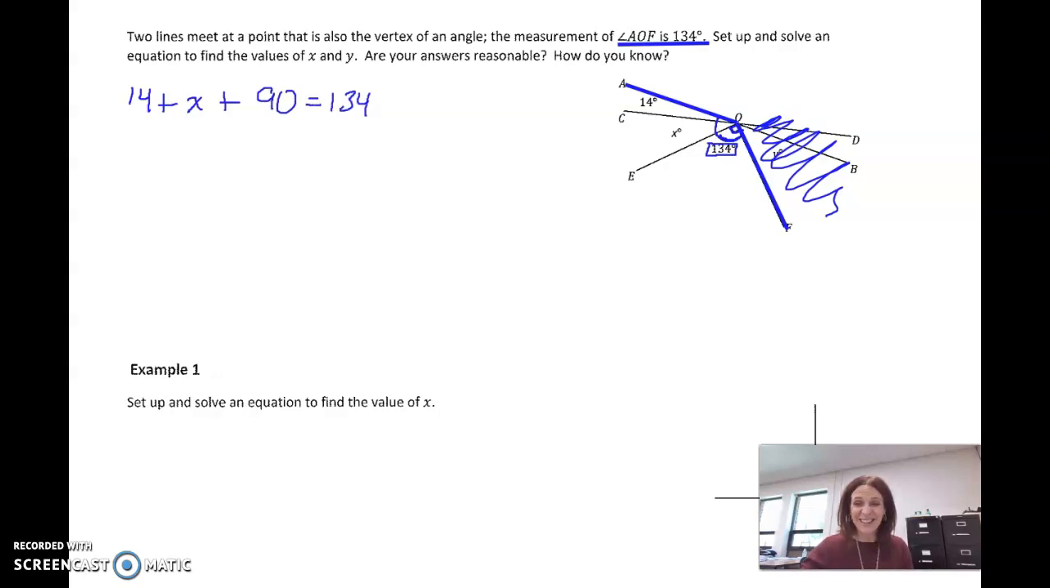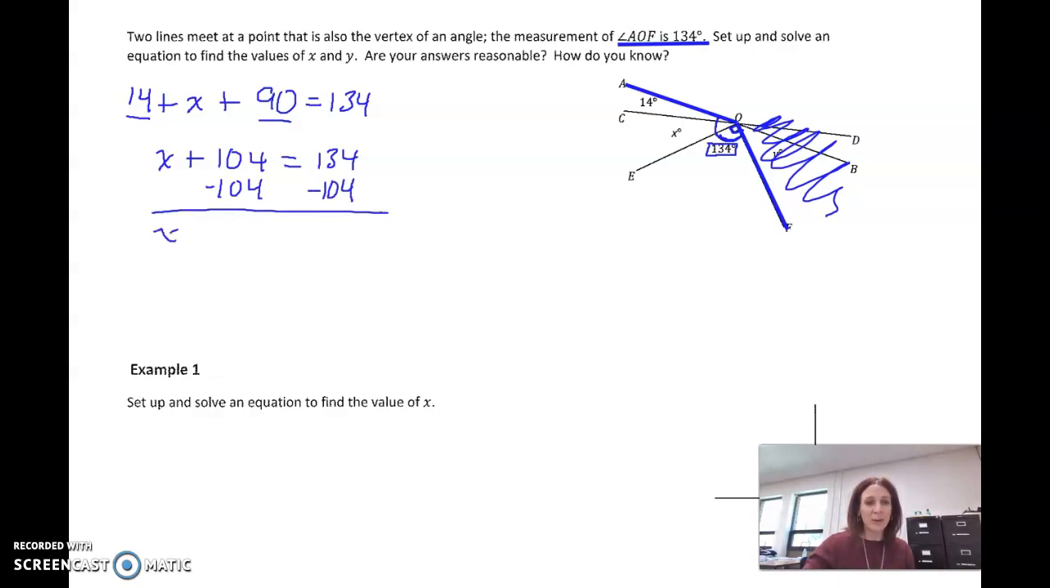Okay, so again, this one, it's not 90 or 180, but we're going with what we're told. Simplify and solve. I'm going to add 14 and 90 together. I'm going to write x plus 104. If you wrote 104 plus x, that's fine. Equals 134. Now I'm solving for x, so I'm going to get rid of the 104 by subtracting. Whatever I do to one side, I do to the other. I bring down my x. This cancels. 134 minus 104 is 30 degrees. Okay? So set up and solve an equation to find the values of x and y. Well, x is 30 degrees.